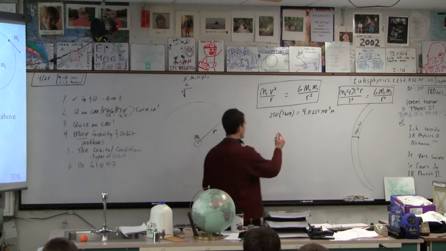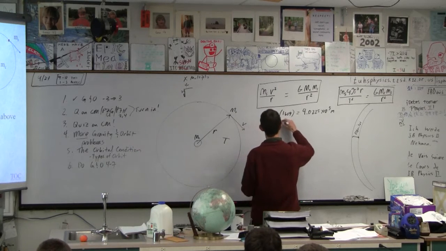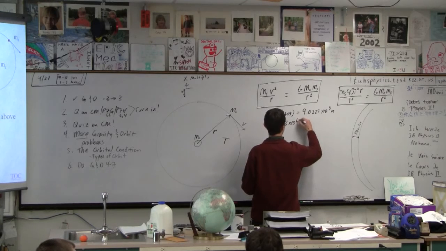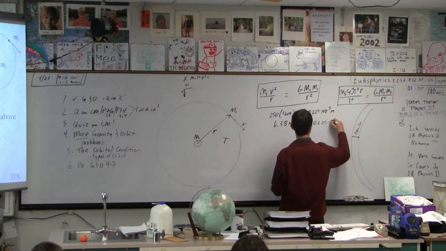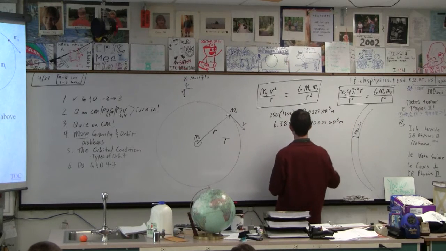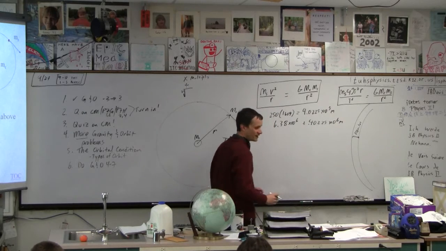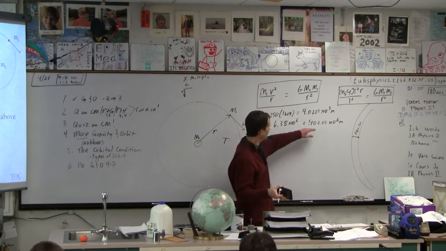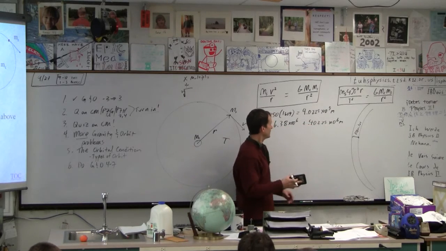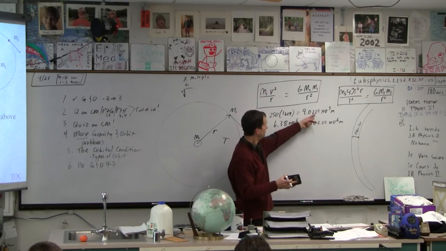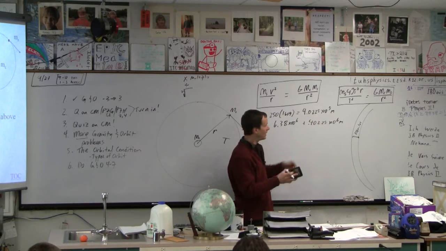4,000 miles. Yeah, I know, but let's go with 6.38 times 10 to the 6th, plus 0.40225 times 10 to the 6th meters, right? This is what you're supposed to do. I don't know if you did that in elementary school or whenever you learned scientific notation. You're supposed to put them in the same scientific notation. These are the same number, aren't they?